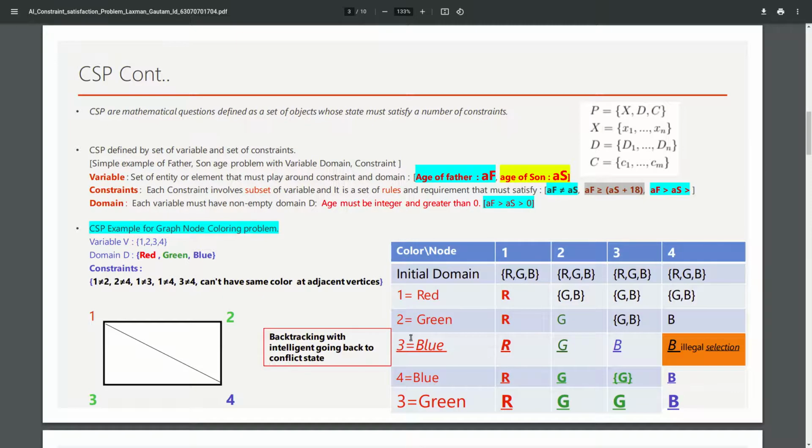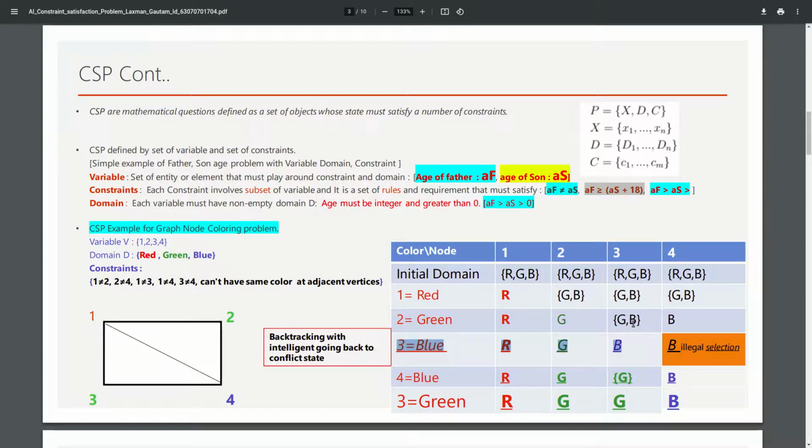In this state we need to backtrack. We go back to the state where the conflict started and try to resolve it from the previous state, because this state we can no longer accept, as the constraint is not met.